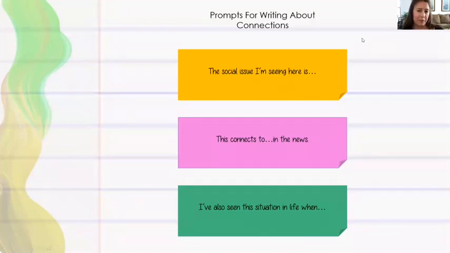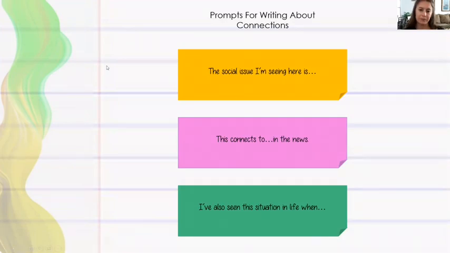As you are reading, you're going to start to notice that you're making connections to your own life and your own experiences. These are things that you are going to want to write about. And some prompts that you may want to use, you don't have to, are: the social issue I'm seeing here is, this connects to something in the news, or I've also seen this situation in life when. Now, these are just prompts that you might want to use if you're like, I don't know what to write about. I'm not making connections.